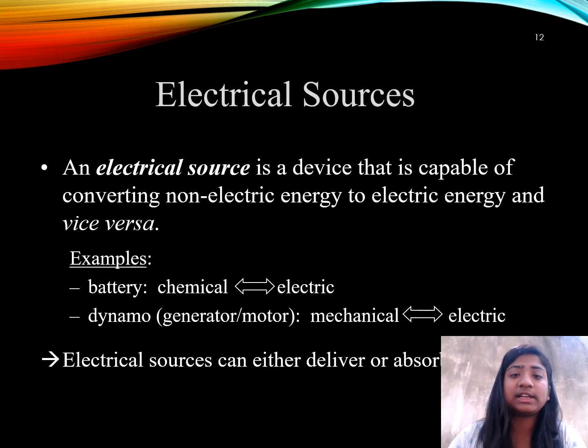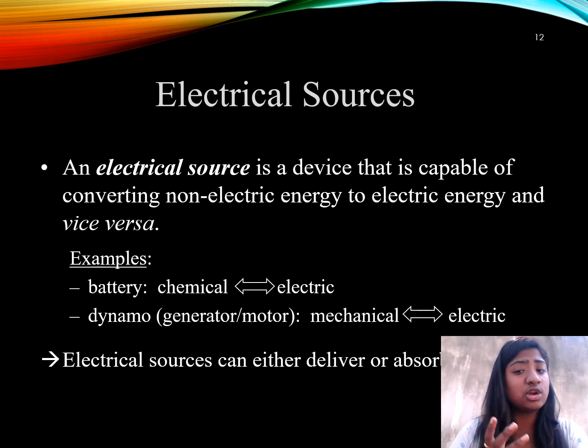Electrical sources. An electrical source is a device that is capable of converting non-electrical energy to electrical energy and vice versa. Example, a battery converts chemical energy into electrical energy and electrical energy into chemical energy. A dynamo, generator or motor converts mechanical energy to electrical energy or electrical energy to mechanical energy. Electrical sources can either deliver or absorb power.